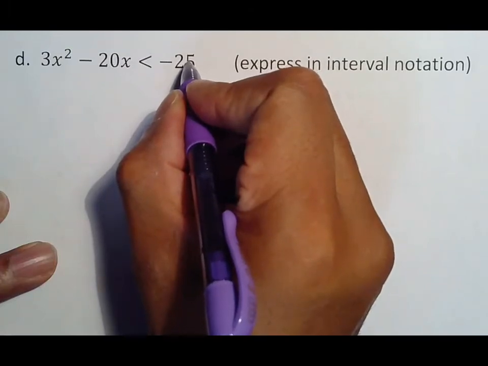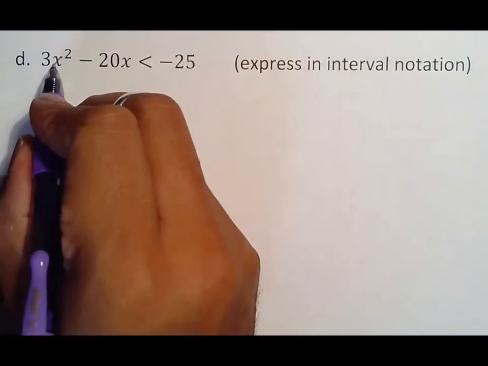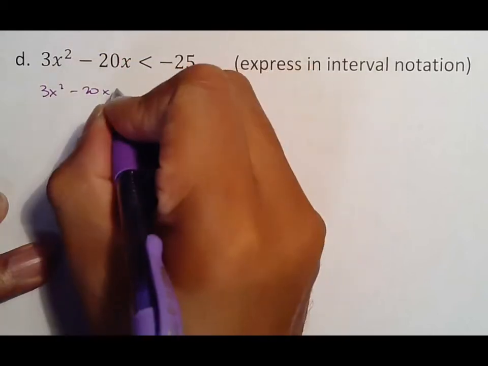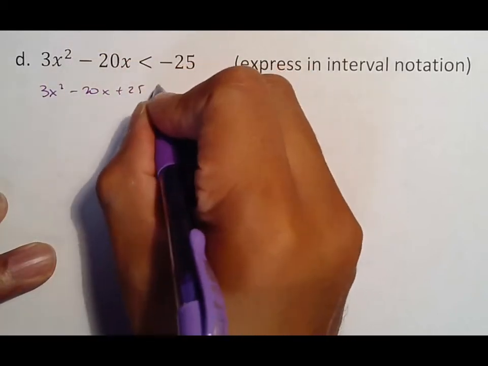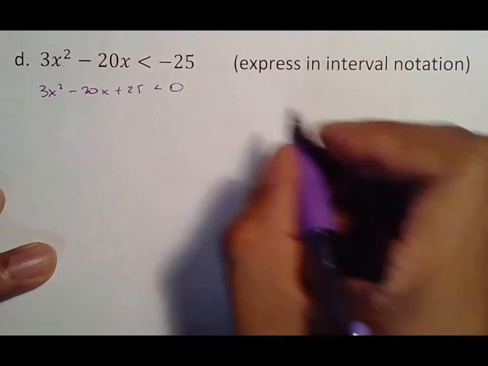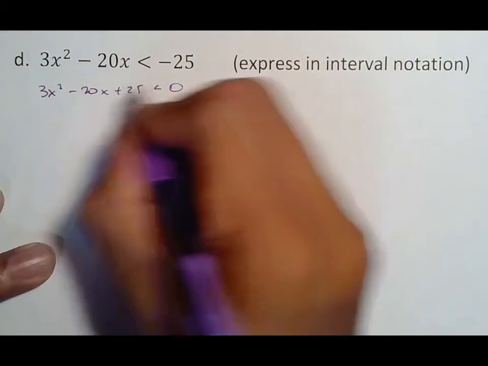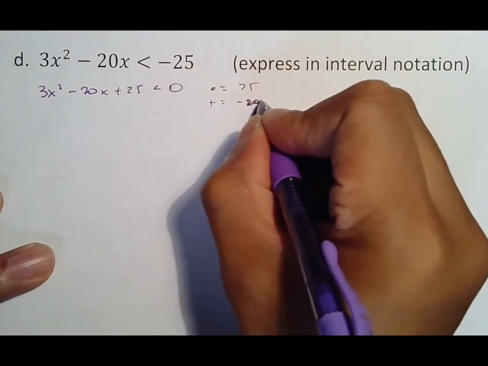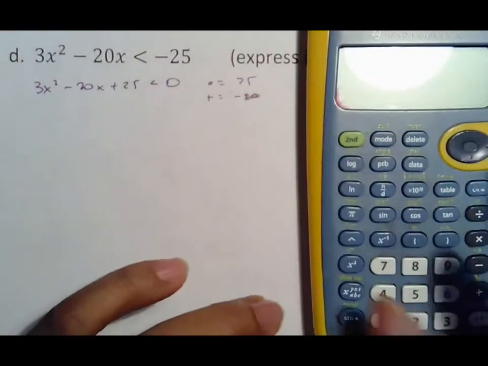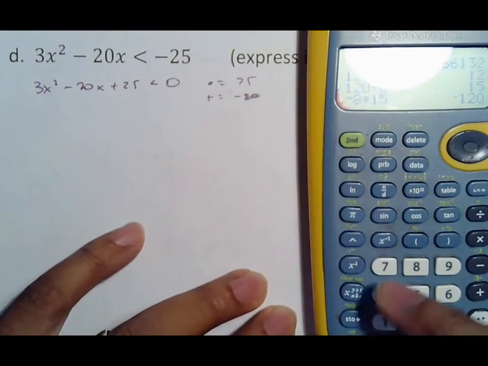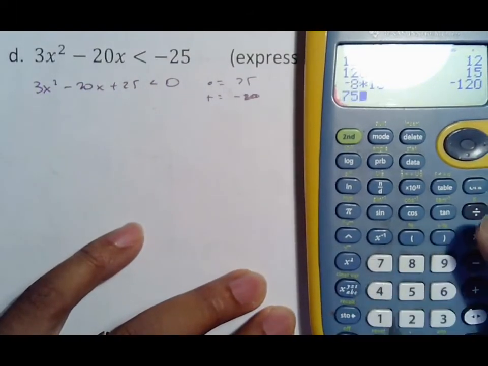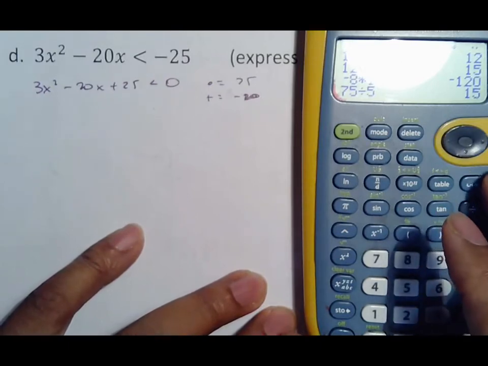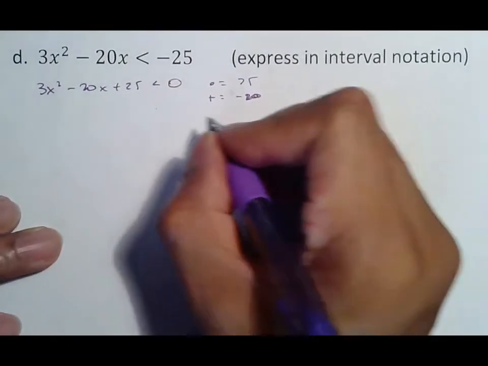Moving this over here, again, because of that elephant on the boat, we need to move it, so it'll be 3x squared minus 20x plus 25 less than 0. It means I'm looking for numbers that multiply to be 75 and add to make -20. 75 divided by 5 is 15. Look at that. We found it already. So again, 5 and 15.